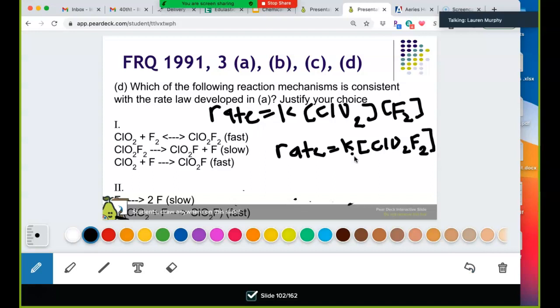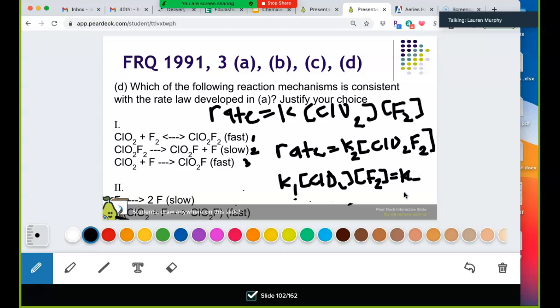I'll call this K2 only because it's the second step, right? And you go, oh no, this is an intermediate. Look, it's produced and then consumed. So I can't write a rate law like that. So you go back up to the top and you set the rate laws equal to each other because you're assuming you're at equilibrium. That's shown by the two-way arrow. So the rate for the forward reaction would be rate equals K1 ClO2 F2, equals the rate going backward.